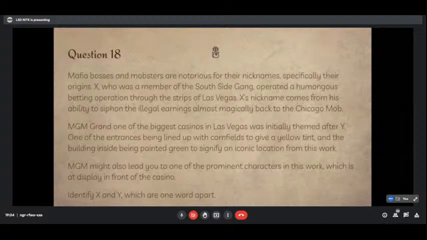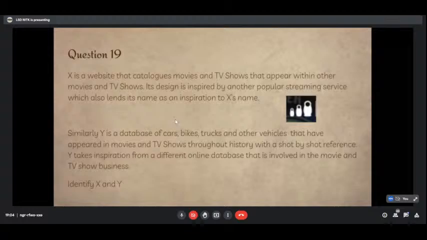Moving on to question 19. Another fairly simple short question. X is a website that catalogs movies and TV shows that appear in other movies and TV shows. For example, if all of you watched Home Alone, he plays a certain movie within the movie. So this is a website that catalogs all of these fictional movies and TV shows. Its design and name both are inspired by another very popular streaming service, and the image you see there is the logo of this website or entity.